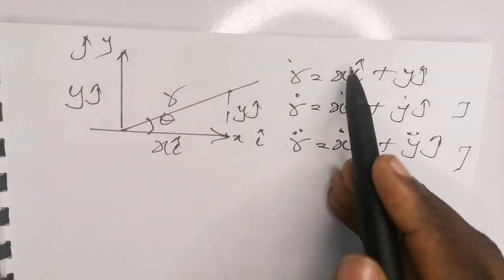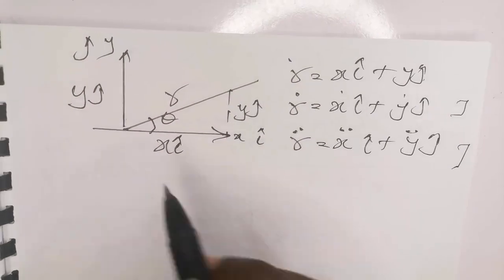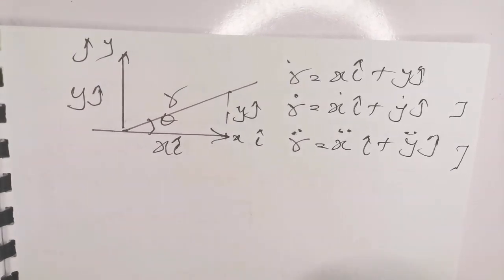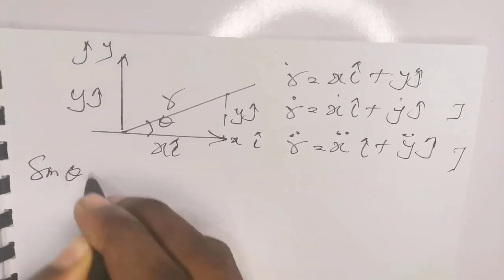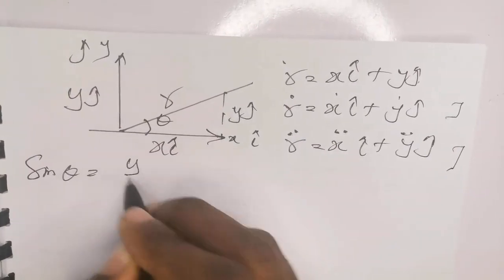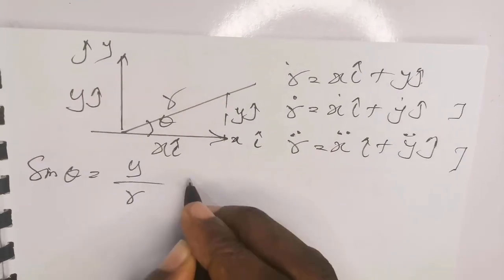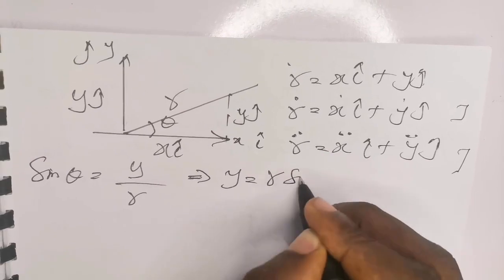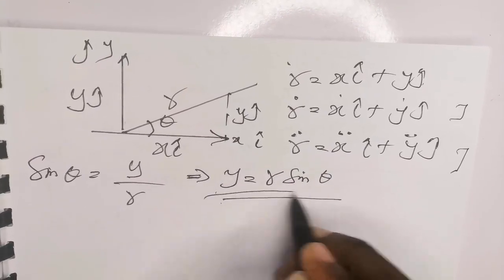But then what is x and what is y? Now take a look at the diagram. You can find the value of either x and y using your trigonometry. So recall, sine theta is opposite over hypotenuse, and opposite is the y direction. So opposite is y, all over hypotenuse, which is the radius arm r. So this simply implies that my y is actually what? r sine theta, keeping this equation aside.